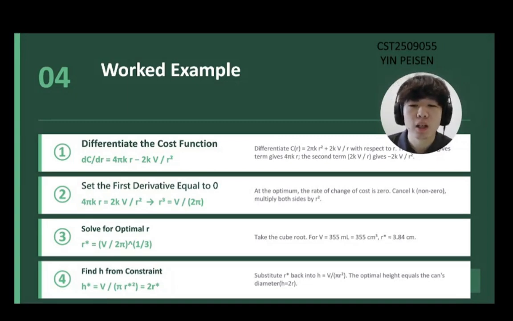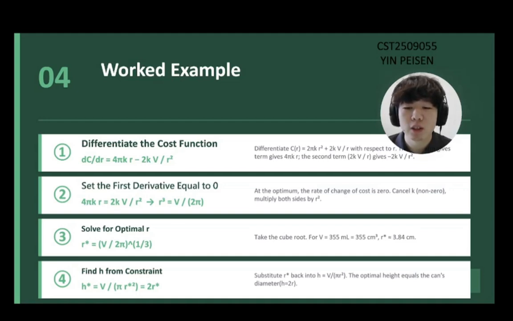Now I will explain how we find the optimal dimensions of the beverage can. In the previous section, we built the mathematical model and obtained the cost function. Our goal is to minimize the material cost while keeping the volume fixed at 355. First, we differentiate the cost function with respect to the radius r.